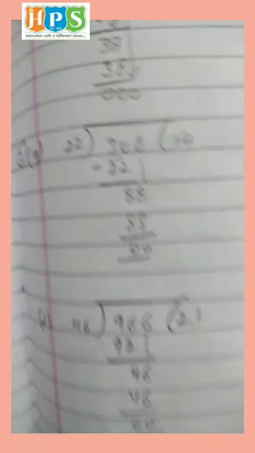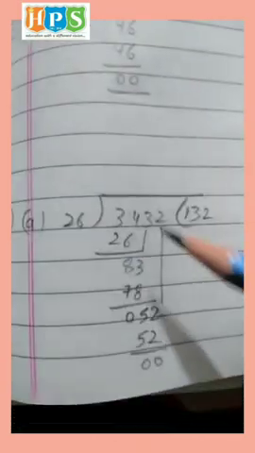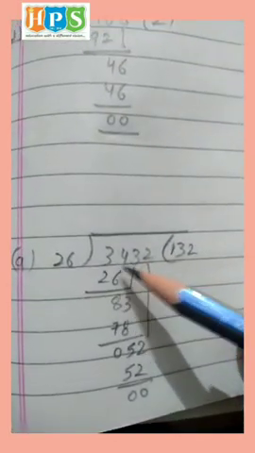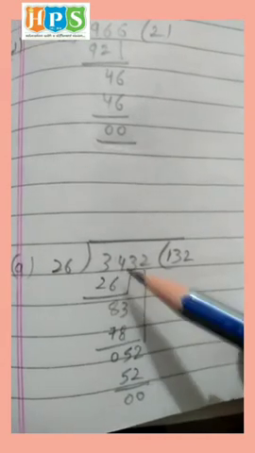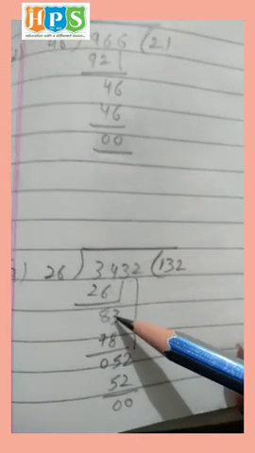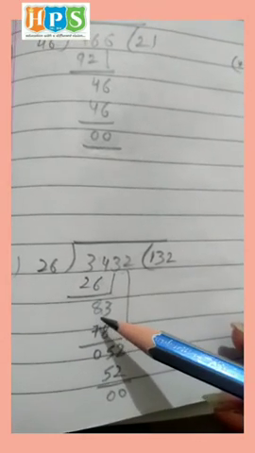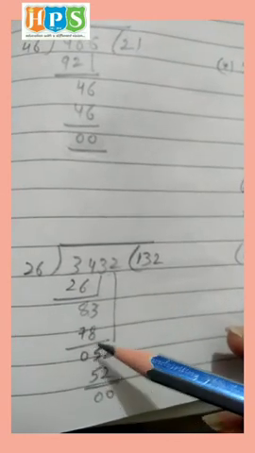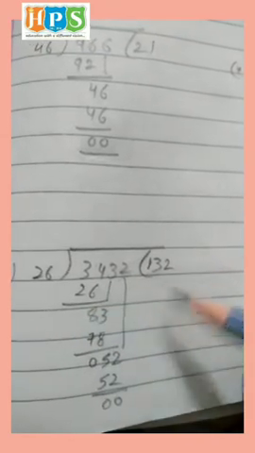7 1, 2, 3, 4 and 5. Question 8A. 3432 divide 26. 26 1 is 26 and left 34 minus 26, 14 minus 6, 8, and we write the next digit to make 83. 26 3s are 78 and we can subtract 83 minus 78, 13 minus 8, 5, and we write the next digit. 26 2s are 52.